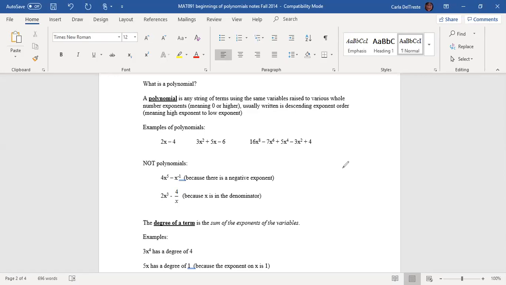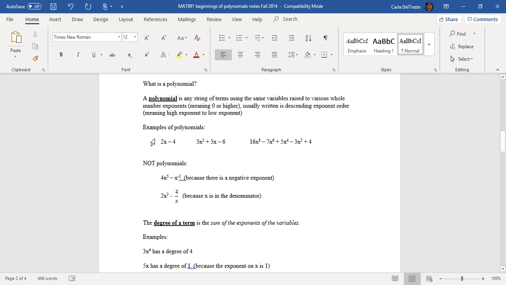So we're not talking negative exponents, we're not talking fraction exponents, nothing weird can be happening to the variable. So 3x squared plus 5x minus 6, nothing weird happening to those variables. And then for that long one, nothing weird happening to those variables. So what's not a polynomial then? Anything that doesn't fit in that category. So something that's different is happening to those variables.